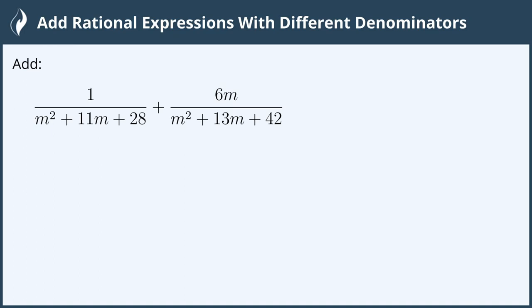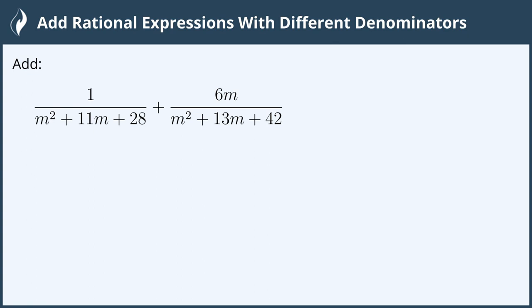Hi everyone! In this video, we will add rational expressions with different denominators. Add 1 over m squared plus 11m plus 28, plus 6m divided by m squared plus 13m plus 42.